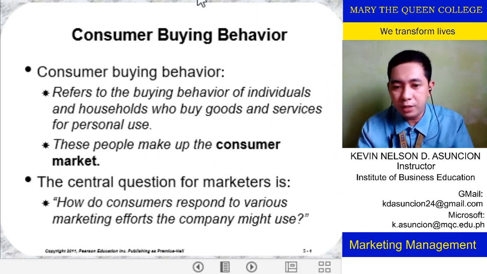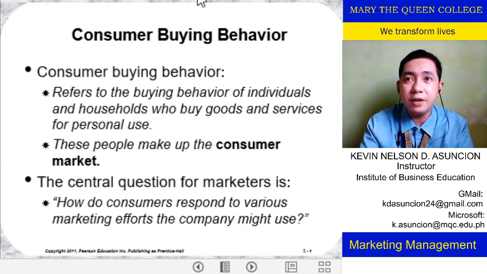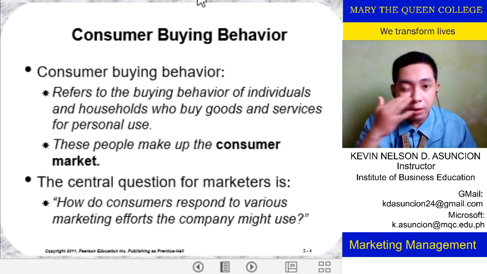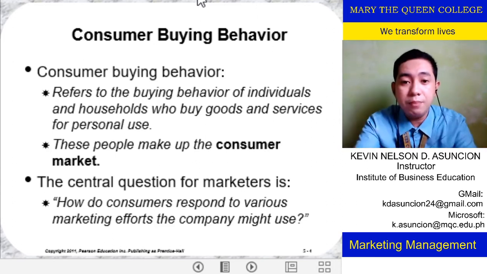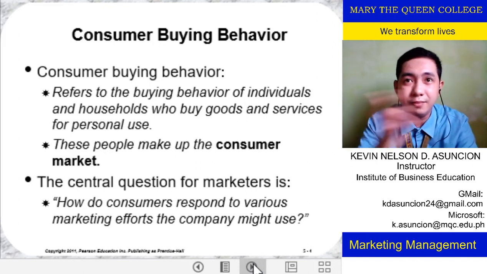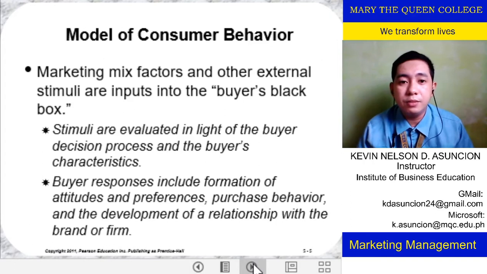So, this kind of product, these kinds of features, this kind of marketing strategy, advertising and sales promotion. How about the price? So, it all boils down to their behavior. So, some like this, some want this. So there is a model of consumer behavior.